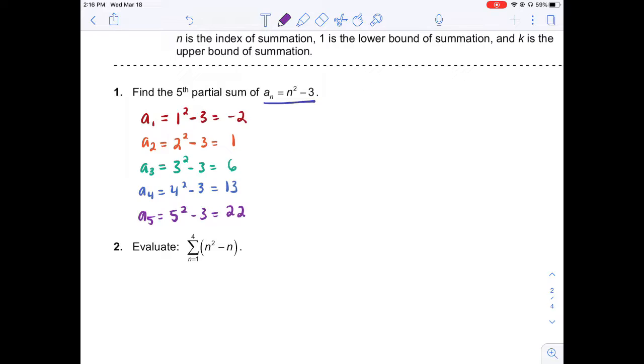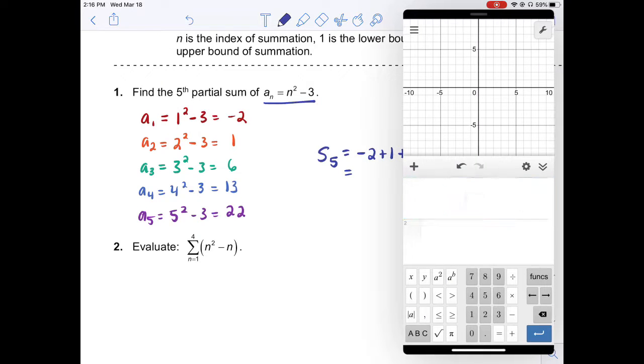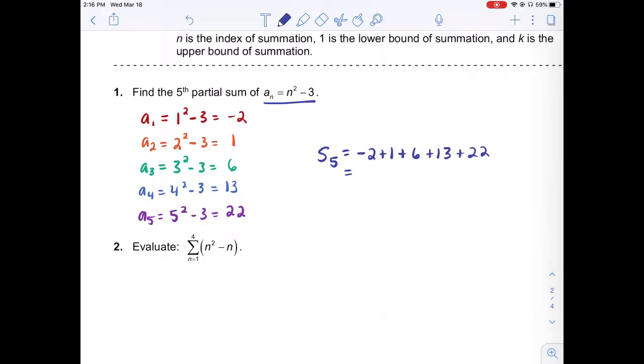So for the fifth partial sum, we would denote this as S sub 5. That means it's the sum of the first 5 terms. And now that we know them, we'll just add them up. That would be negative 2 plus 1 plus 6 plus 13 plus 22. Now all we need to do is add them up. So negative 2 plus 1 plus 6 plus 13 plus 22 gives us a sum of 40. So the fifth partial sum of this sequence is 40.